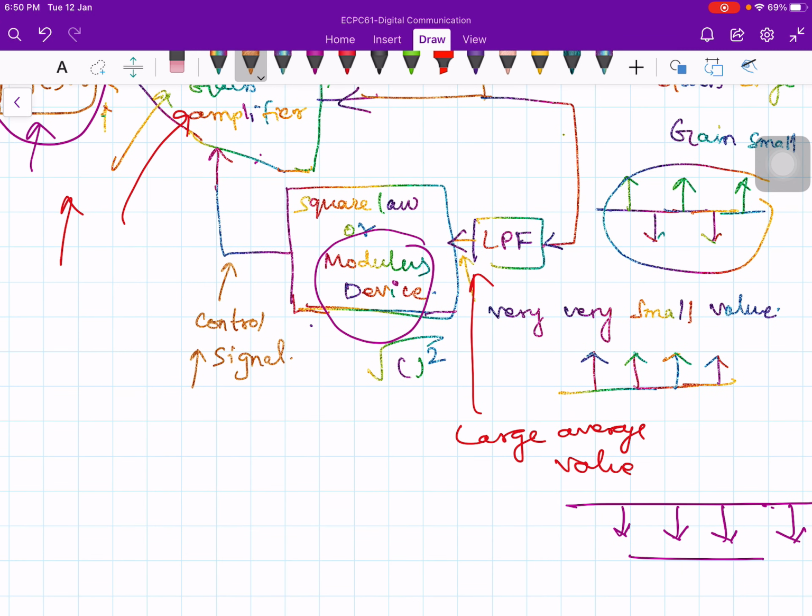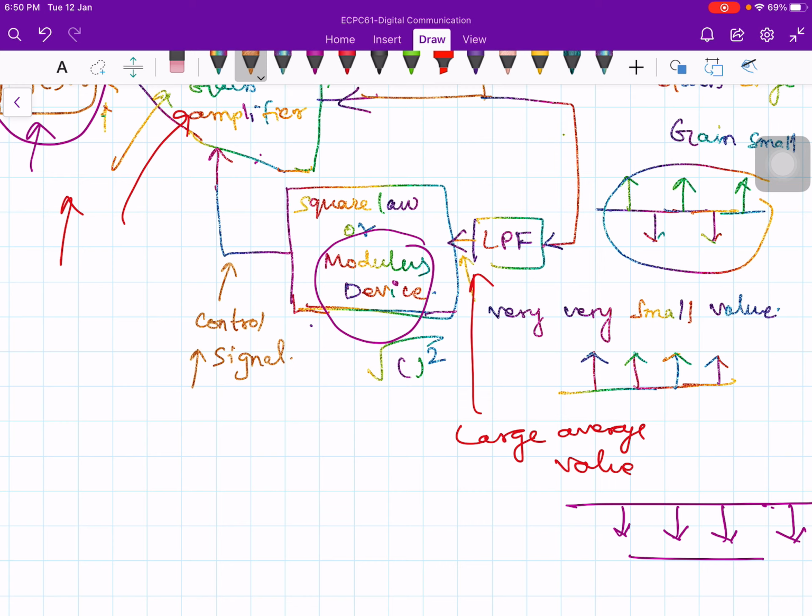After all, we need some parameter to indicate whether a slope overload kind of condition exists or a granular kind of condition exists. Based on that, we have to take action in the form of changing the gain of the amplifier appropriately, and that indication is coming to you through this control signal.